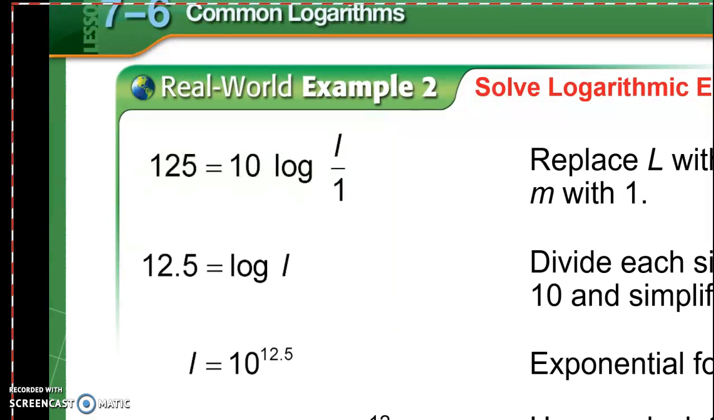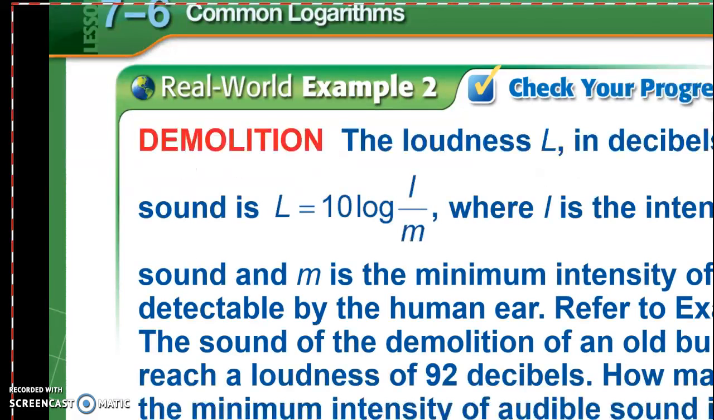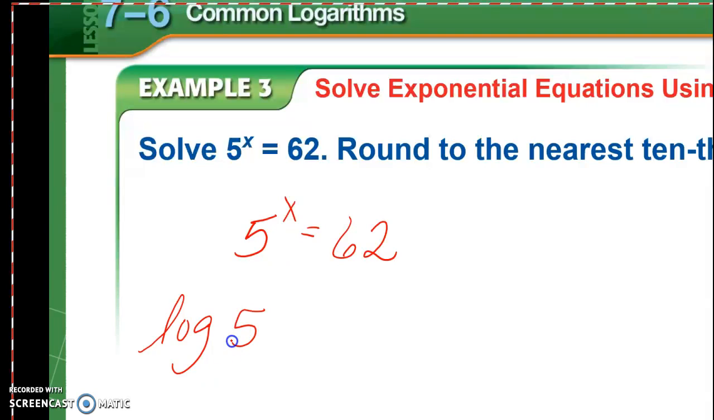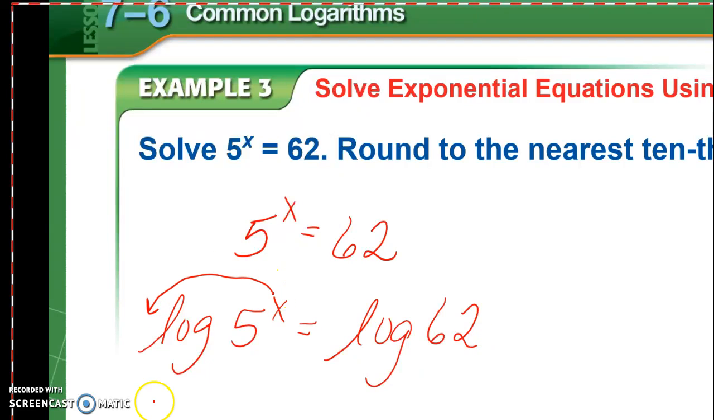All right, let's look a little more at solving logarithms, just basic, without those word problems. We're going to use log to solve this exponential equation. I can't write 62 as 5 to a power, but I can take the log of both sides. So I have log of 5 to the x equals log 62. And we know a power in a log becomes multiplication, so x log 5 equals log 62.